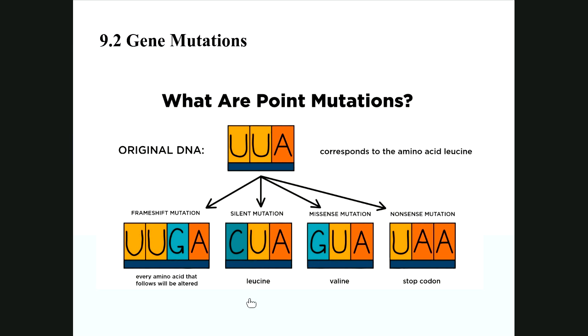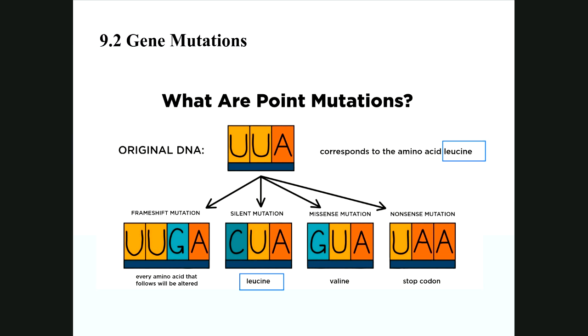The next one is a silent mutation. The silent mutation is one in which the base pair is swapped for the wrong one. So instead of UUA, we have CUA. But coincidentally, CUA also codes for leucine. Remember, that's our original one that we named up here, that the UUA is coding for leucine. And in this silent mutation, there was a mutation, but it's silent because we still get the same result. Both of those codons, both of those sets of 3, make leucine. So no problem there.